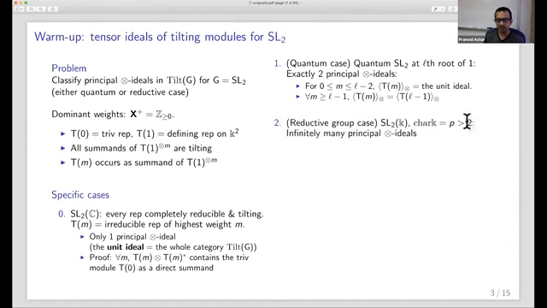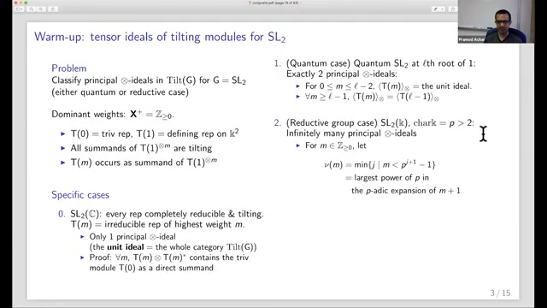And then in the reductive group case, this is different from both of the previous two cases. In this case, there are infinitely many principal tensor ideals, and here's the classification of them. To tell you the classification, I need a tiny bit of notation. If I take a non-negative integer M, I want to let nu of M be the following. I want to write out the p-adic expansion of M plus 1 and take note of the largest power of p that occurs in that p-adic expansion. Whatever that is, I want to call that nu of M.